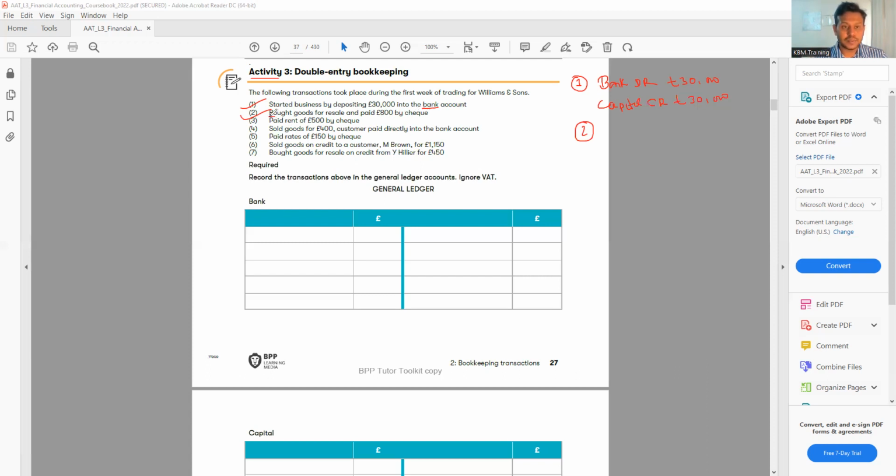So brought goods is a purchase. I buy some goods, so purchase will be debit. Purchase will be debit, 800 pound, expense will go up. That's why purchase is debit. And our bank will go down, because if I pay by check, the bank will go down, so bank will be credit. 800, purchase is debit, bank is credit.